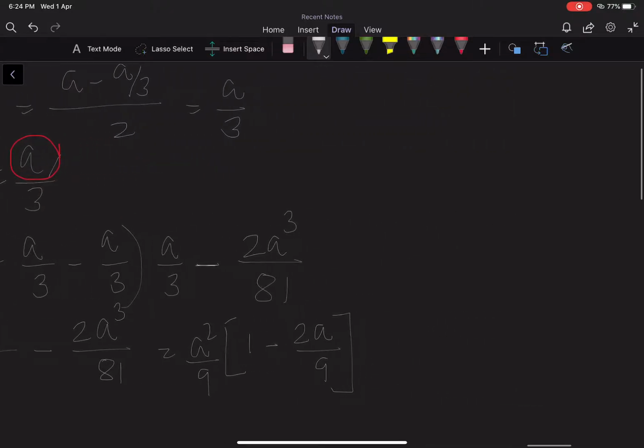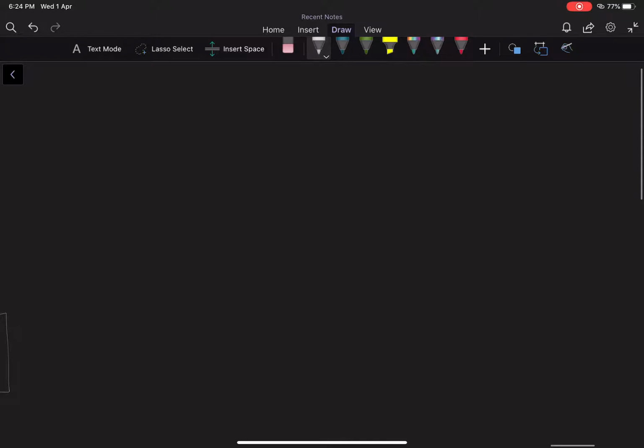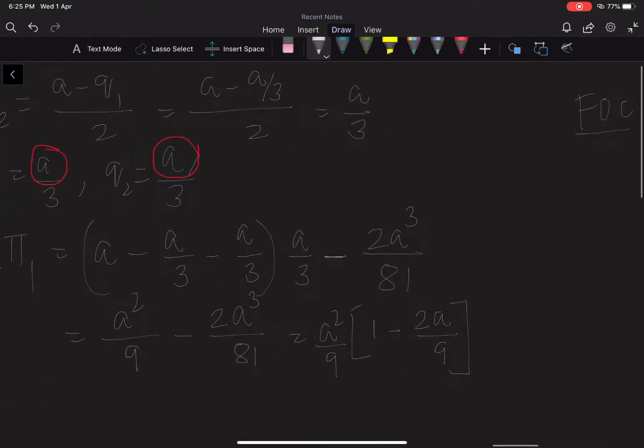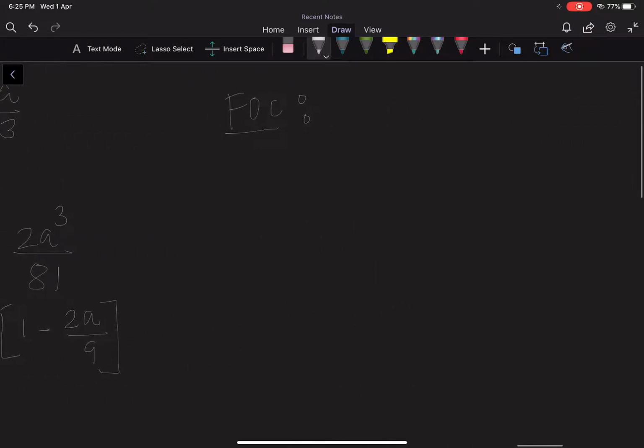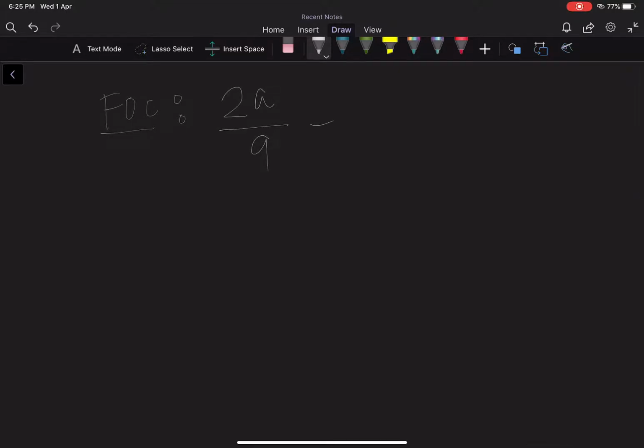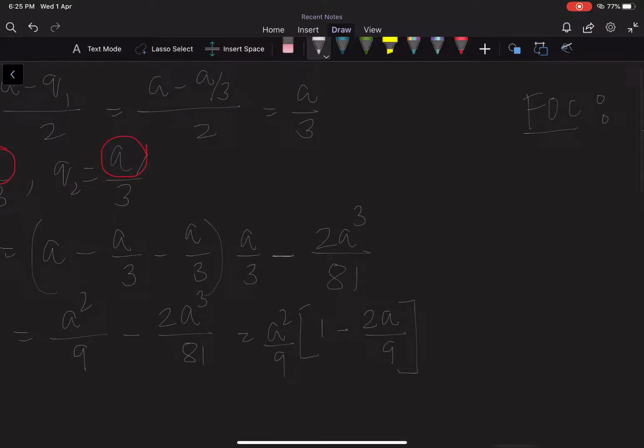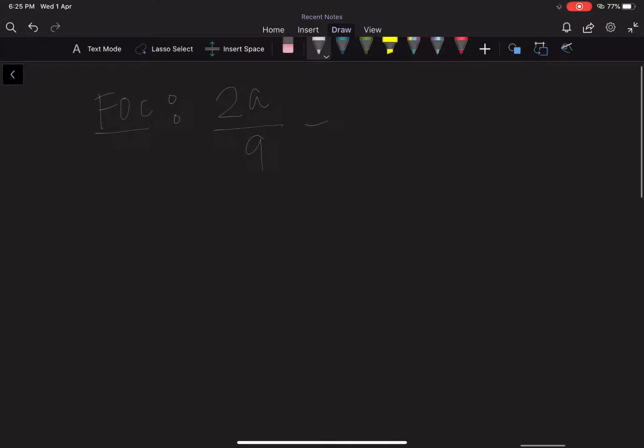What is the first order condition? So let me write down the first order condition. The first order condition is given by 2A by 9, right? That's the first term, 2A by 9. What is the second term? 6A squared by 81. 6A squared by 81, that equals 0.